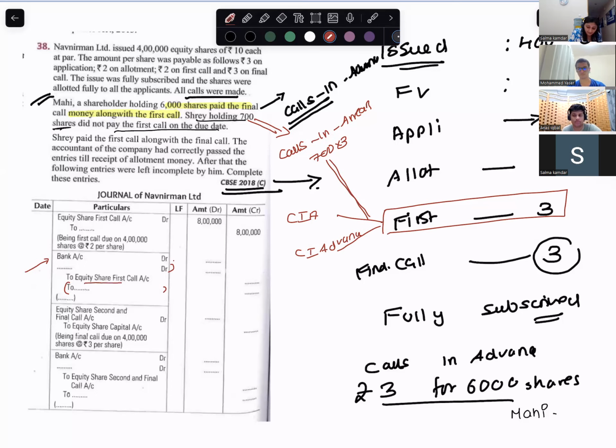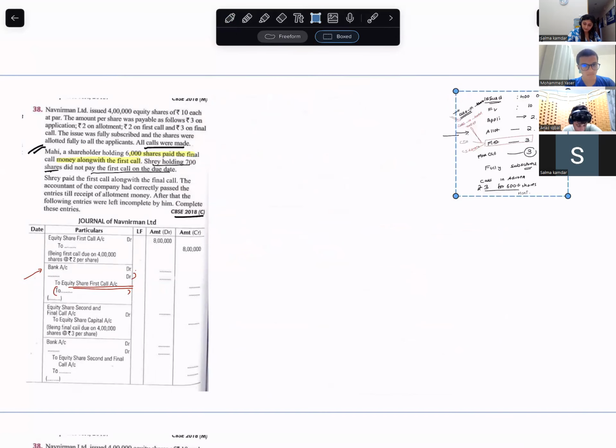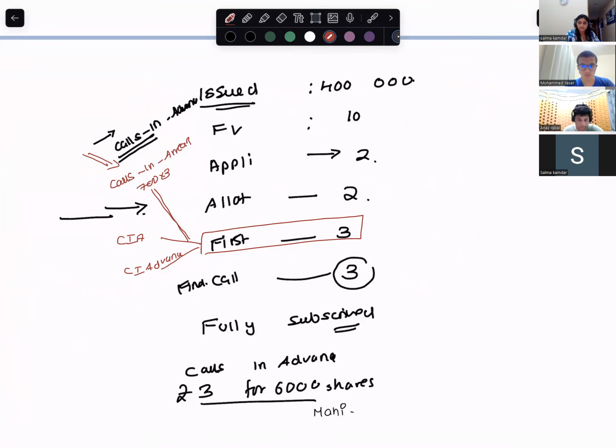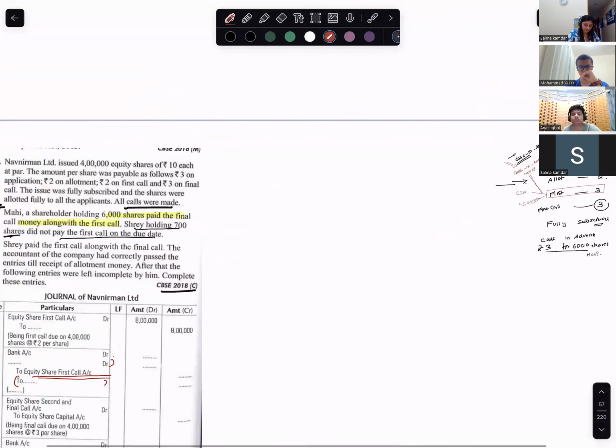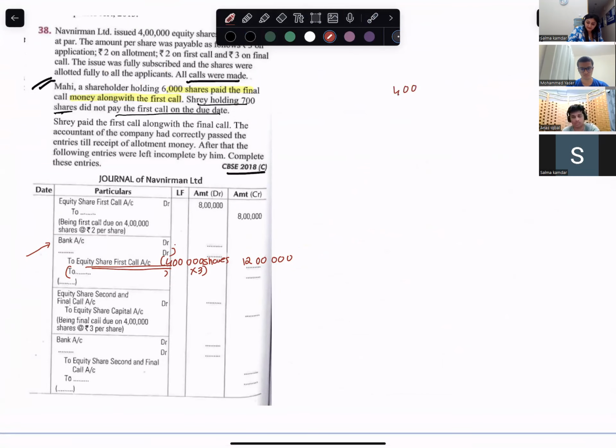Can you tell me what will be the amount that will go to the first call? How many shares have I issued? 4 lakh shares were issued. First call is 3. So how much I should receive on my first call? 4 lakh shares into 3, 12 lakhs. So I should receive 12 lakh. Are you all with me? Yes, ma'am. So for 4 lakh shares into 3, I should receive 12 lakh.